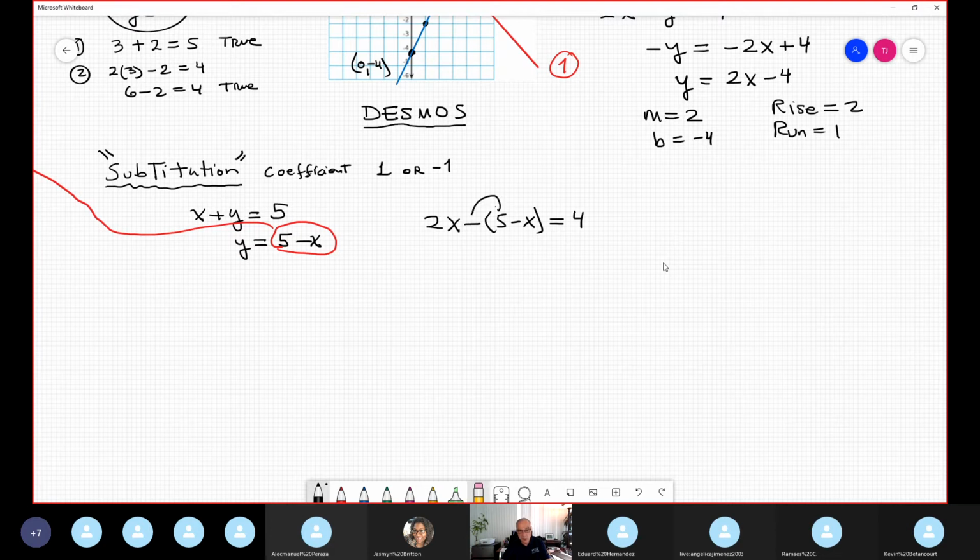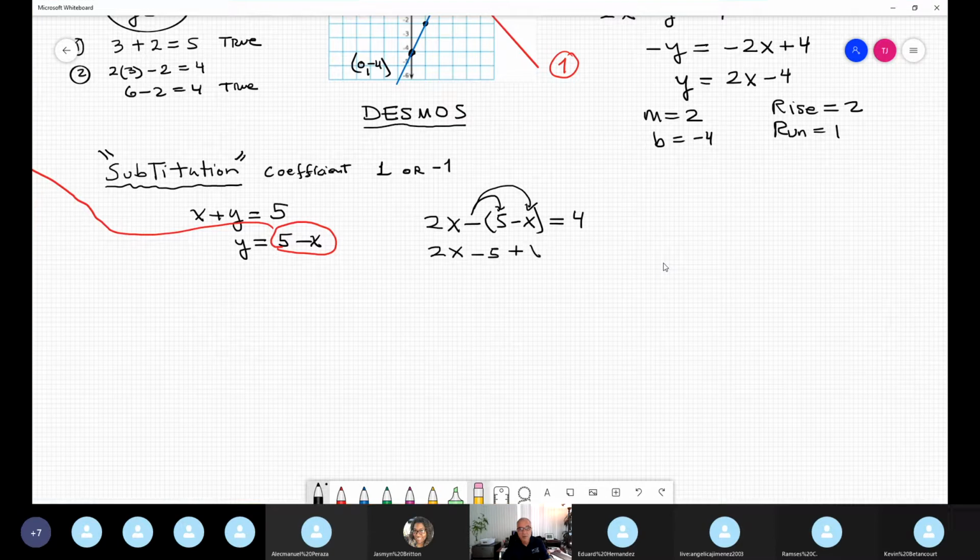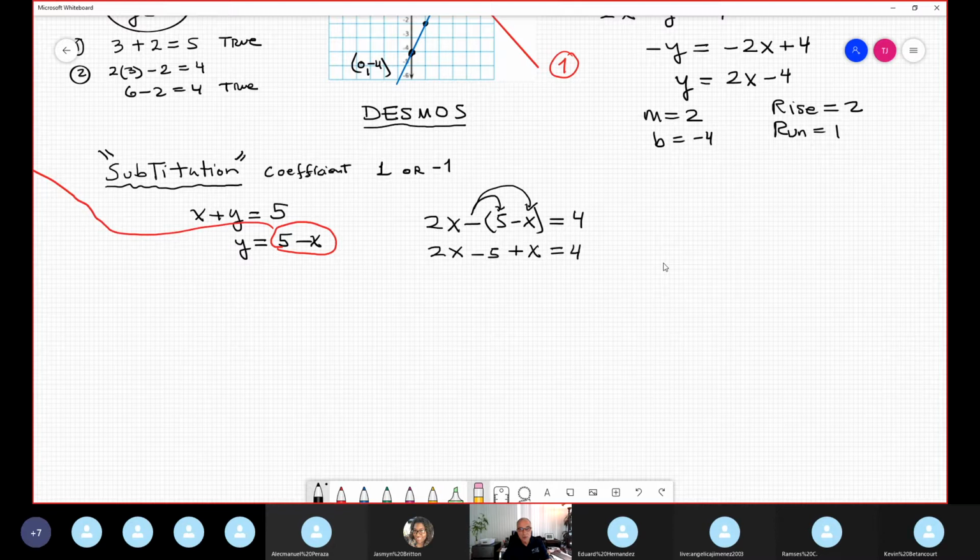So you apply the distributive property here. 2x minus 5 plus x equal 4. And you're adding 2x and x, that's 3x minus 5 equal 4. 3x is equal to 4 plus 5, because I move 5 to the right hand side as a positive. 3x equal 9, divided by 3, x equal 3. And we get the solution only for the x.